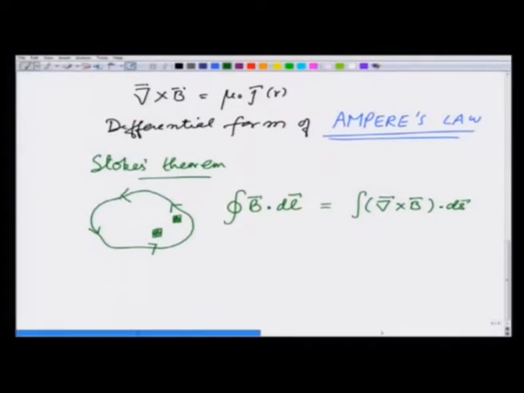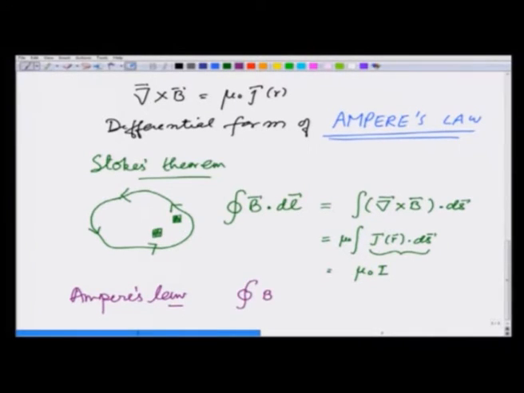This immediately tells me that the integral of B dot dl is going to be equal to mu naught J r dot ds, and J r dot ds, as we said in the previous slide, is equal to the current. So, therefore, mu naught I. So, let us write the integral form of Ampere's law. That is, if I take a closed path, then the line integral of B over this path is equal to mu naught times the current passing through the area enclosed by that path. So, let us write this enclosed.